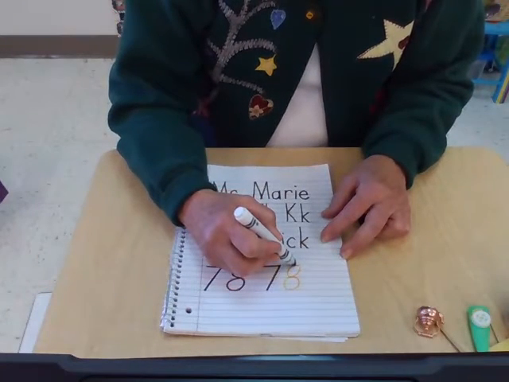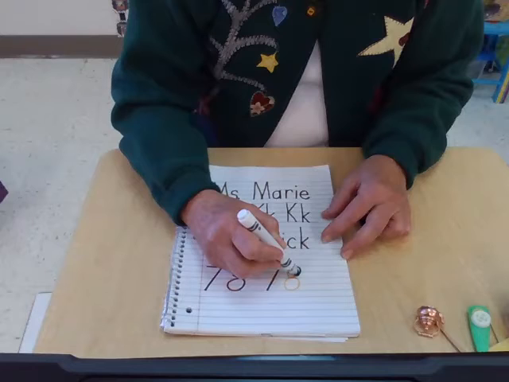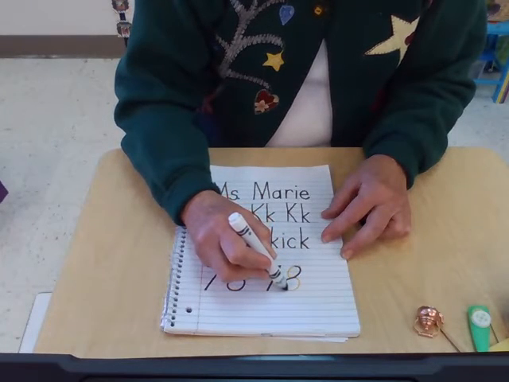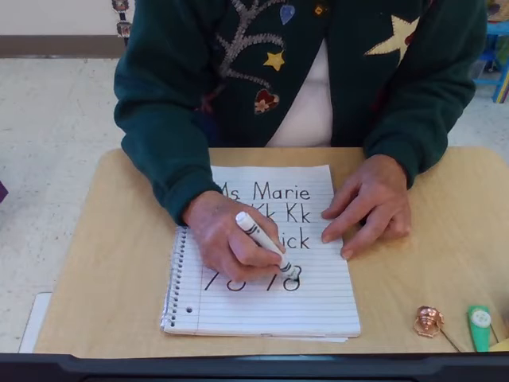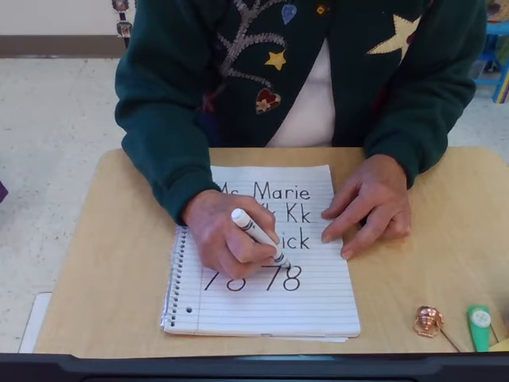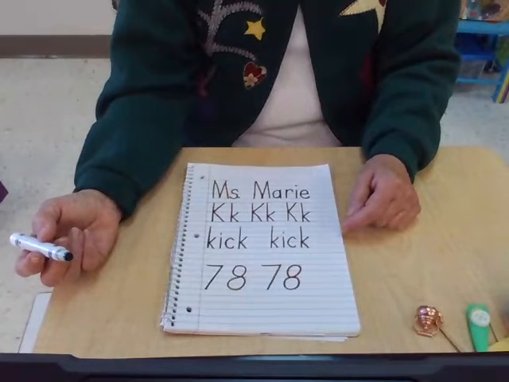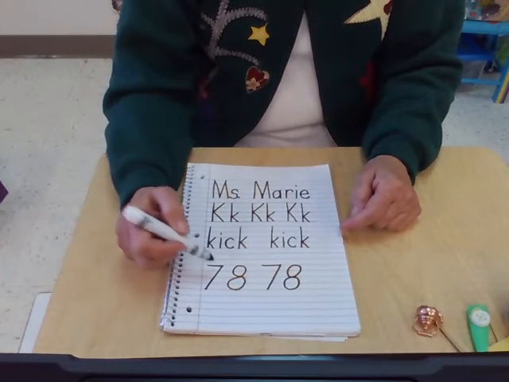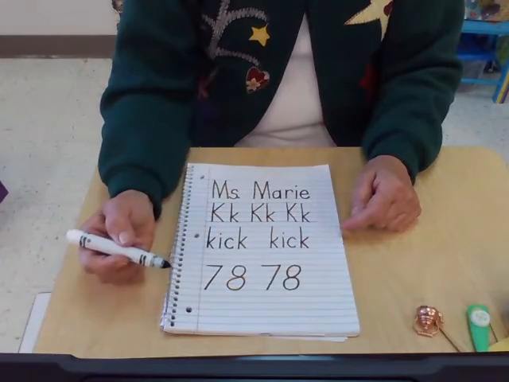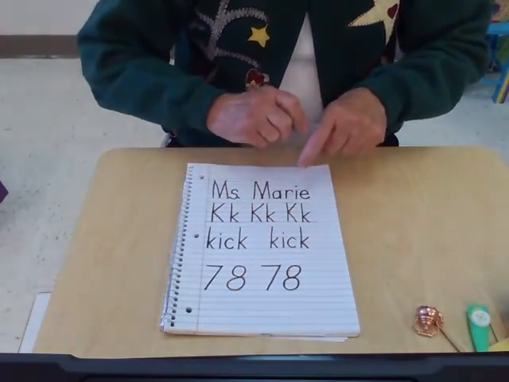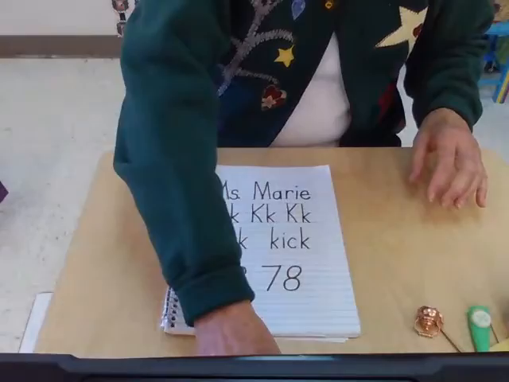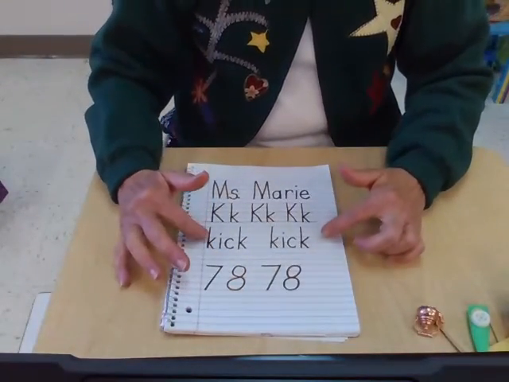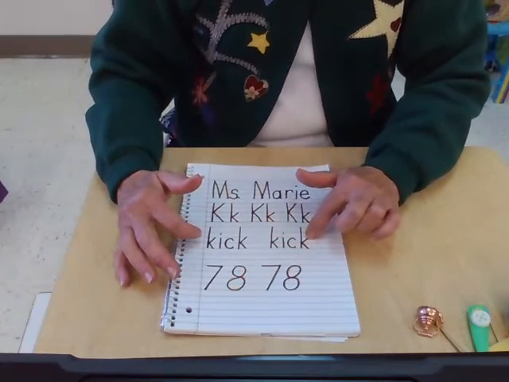Let's try again. Around, and then we're going to go down and curve around, and curve around, and curve around, and back across, and back up. Oh my. But there he is, the number 8. 7, 8. All right. Well, we have finished with our names, our letter K, our word kick, another kick, 7 and 8.